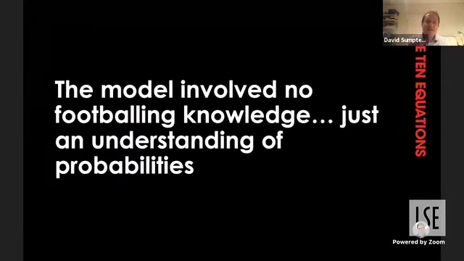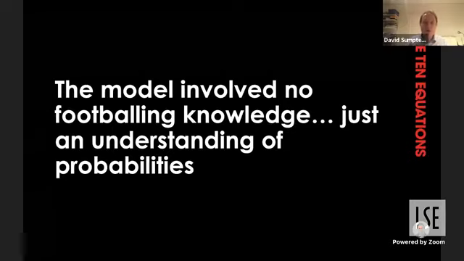Now, here is the key idea: their model involved no footballing knowledge. It just involved an understanding of probabilities. Because if you're trying to understand the game and who's likely to win on Saturday, then you can't make many bets. But if you use an approach where you use only statistics in order to find your edge, then you can actually place the hundreds of thousands of bets it requires to make money. And so it only requires an understanding of probabilities and not an understanding of football.